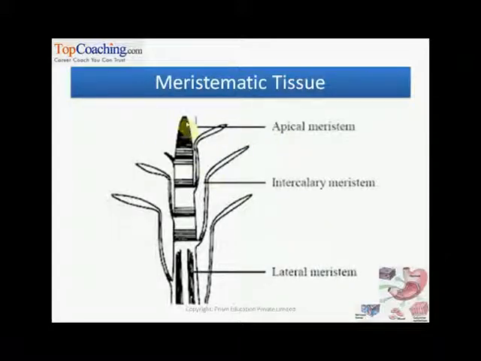This is how a meristematic tissue is organized. It has apical meristem, intercalary meristem and lateral meristem, right? There are three types of meristematic tissues: apical, intercalary and lateral. Apical is found at the tip, intercalary in the middle and lateral at the lowermost side of the plant.